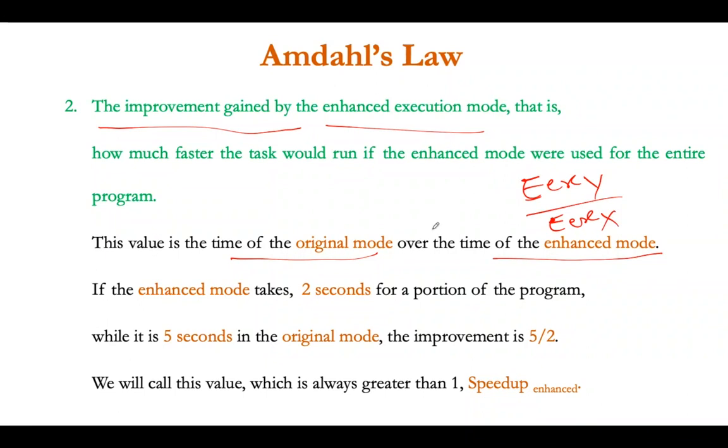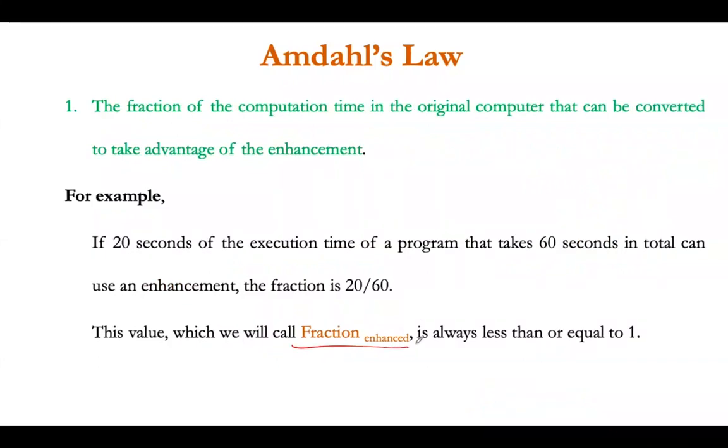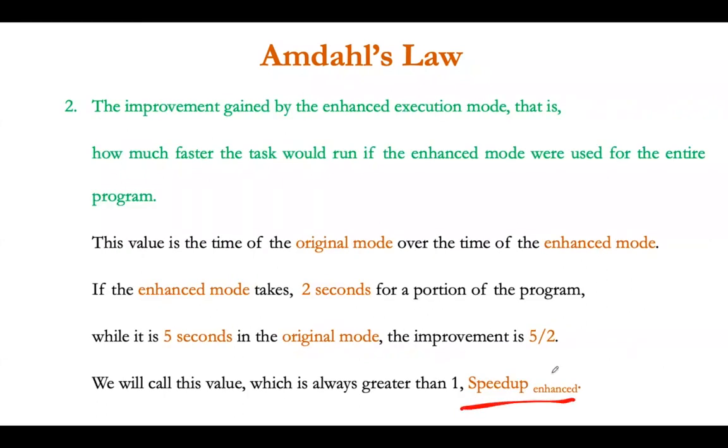So if the enhancement mode takes, suppose, 2 seconds for a portion of the program, while it takes 5 seconds in the original mode, then without the enhancement mode it is taking 5 seconds, and with the enhancement mode it is taking 2 seconds. So that we call speed of enhancement. So you can find in the first case the fraction enhanced.